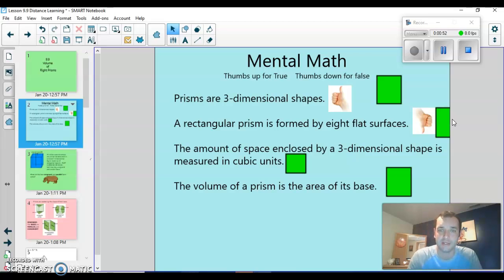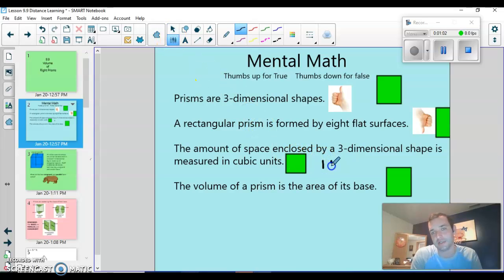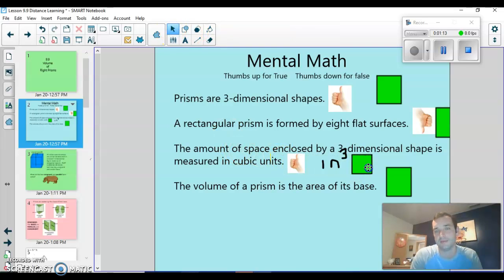The amount of space enclosed by a three-dimensional shape is measured in cubic units. Do you think it's written like this, kids? If it's measured in inches, then kids, I'm using inches cubed. Do you think it's actually like that? If you think it's true, thumbs up. False, thumbs down. Thumbs up. That is how you're going to be labeling this today.